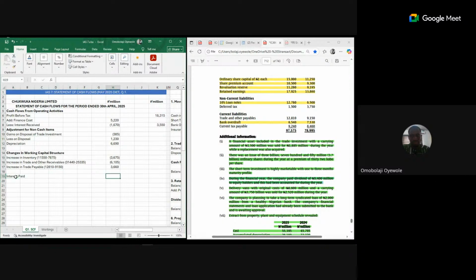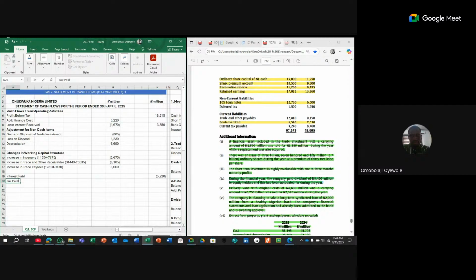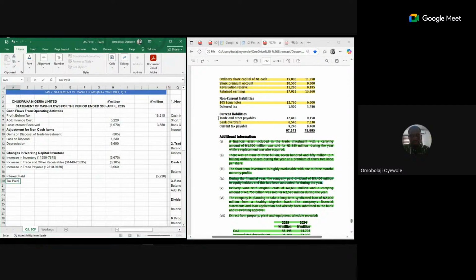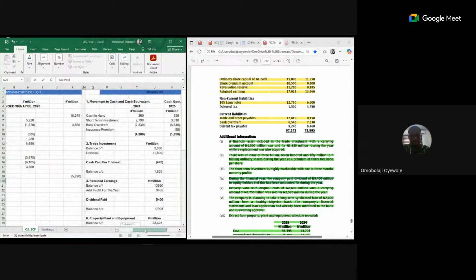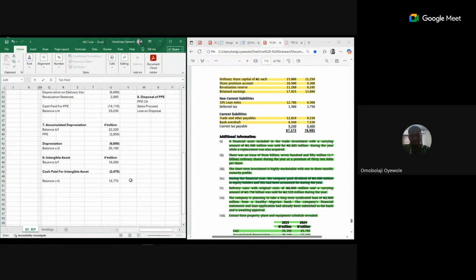Then at the end of the day, interest paid. Remember, the interest paid we still did under your finance cost, since we were not told we have any interest expense for the period. So you get it now. Okay. Then tax paid. So let's do a workings for tax. Let's quickly make adjustments for tax.